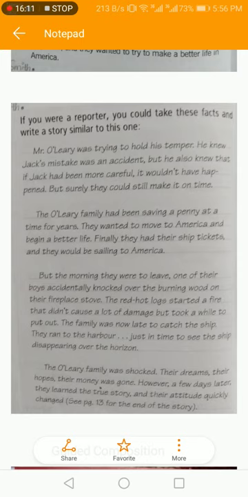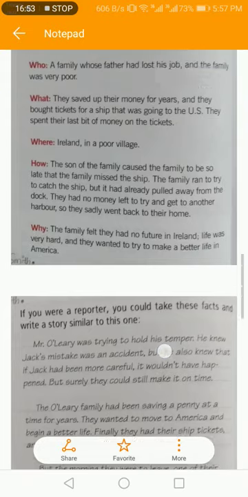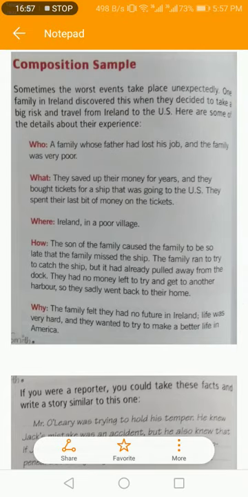So this happened accidentally, and we have only three to four facts, and from these facts we write a story similar to this one. So this is an example. First, you have to make a mind map when you want to create something, or when you start writing. Then if you are unable to make a mind map, you have to start with the WH words, meaning question words. The question words are who, what, where, how, and why.